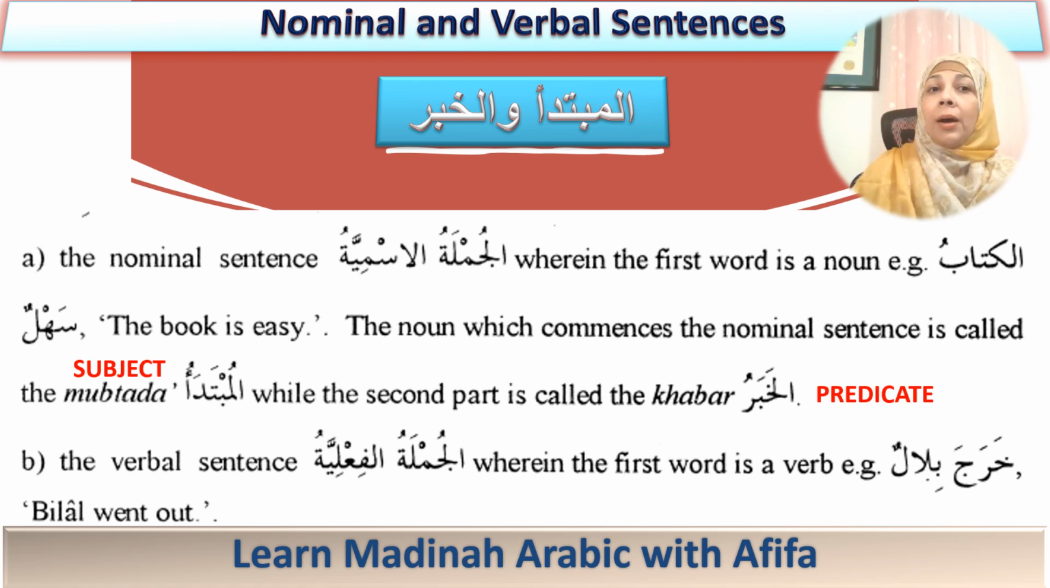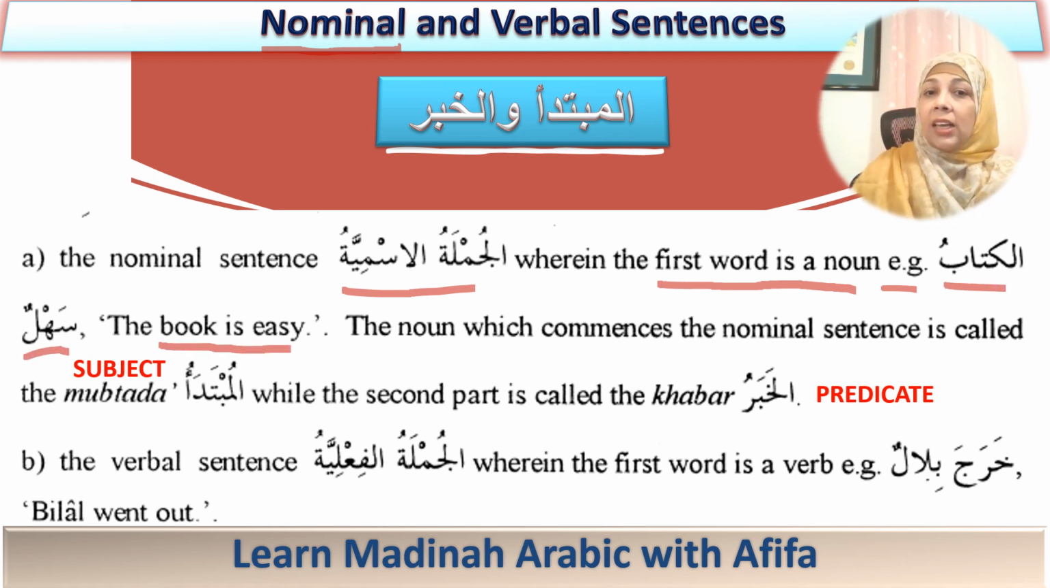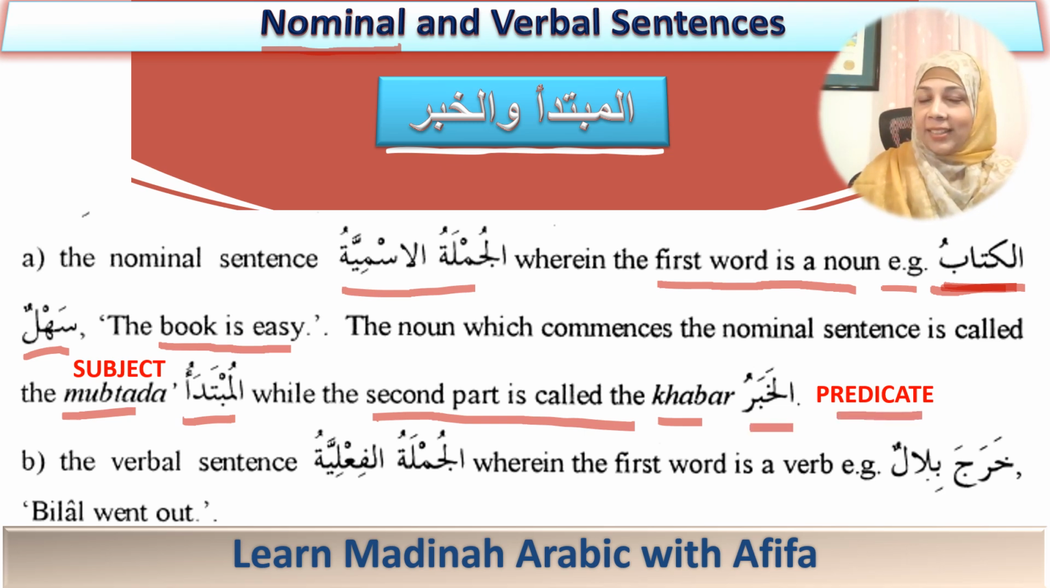So now let's talk more about the nominal sentences. We said the nominal sentence is called al-jumlatul ismiyatu, where the first word is a noun. For example, al-kitabu sahlun. The book is easy. So we said here the sentence started with a noun, al-kitabu. Right? Okay, now let's learn a few more things about the nominal sentence. We know that the noun that it starts with here, al-kitabu, is the subject of the sentence, and in Arabic we call this mubtada, al-mubtada'u, while the second part is called the khabar, al-khabaru, which is the predicate in English. And we are going to have more discussion now about the subject and the predicate, the mubtada and the khabar. We're going to talk more about it now.